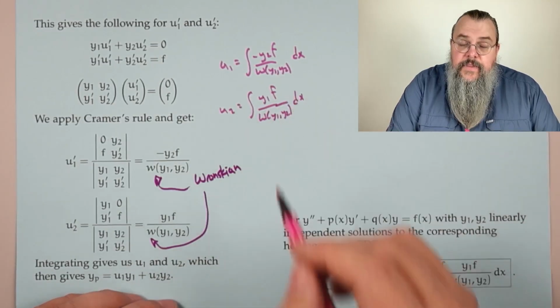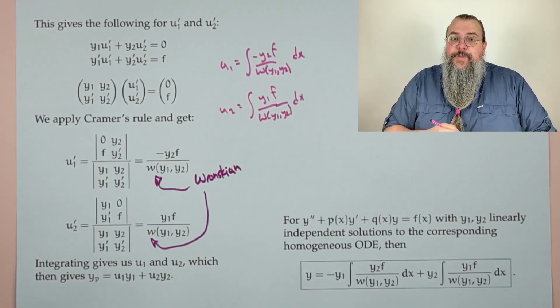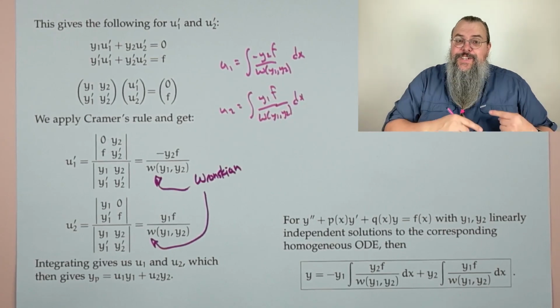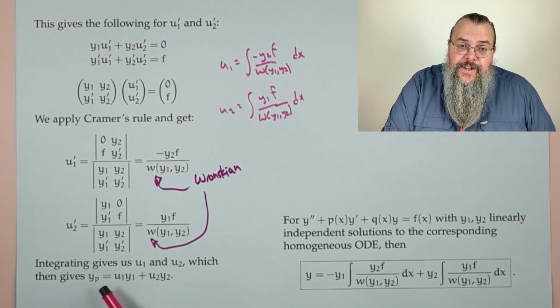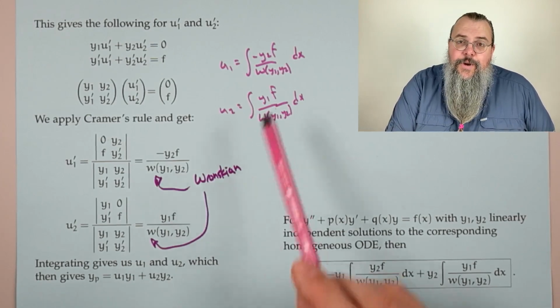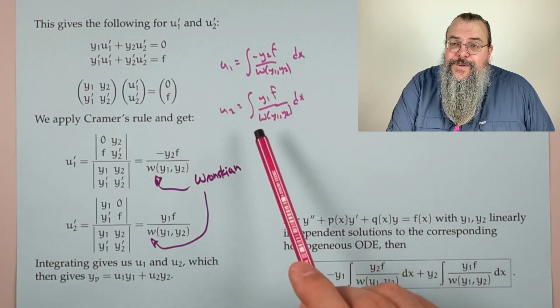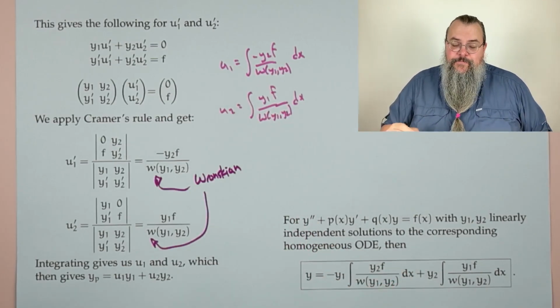All right, and we're done, right? Because what was our assumption? Our assumption was that our solution looked like u1 times y1 plus u2 times y2. Well, we found u1 and u2. So, putting it all together, we have the following.